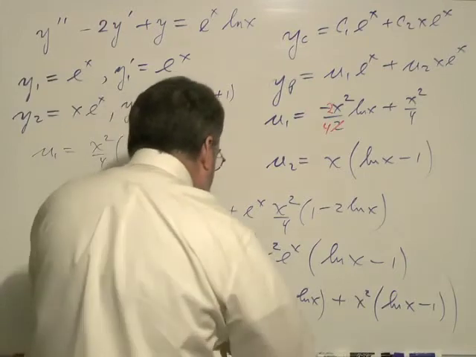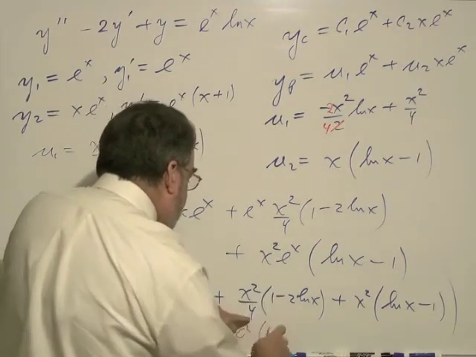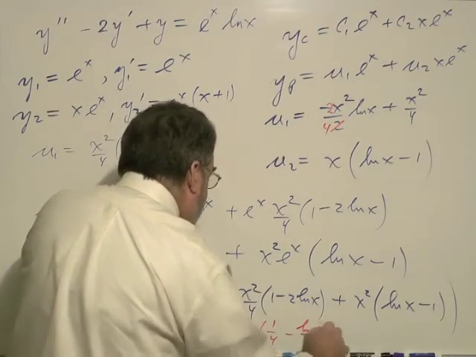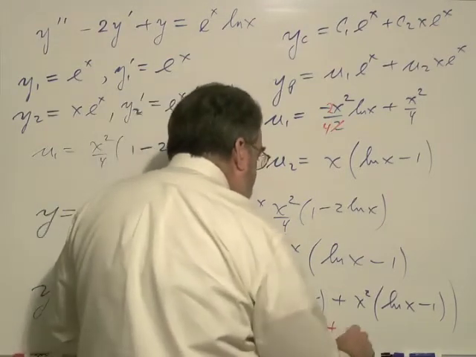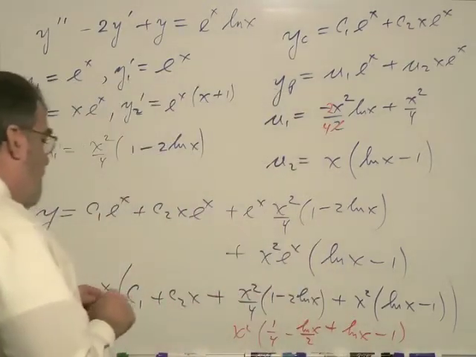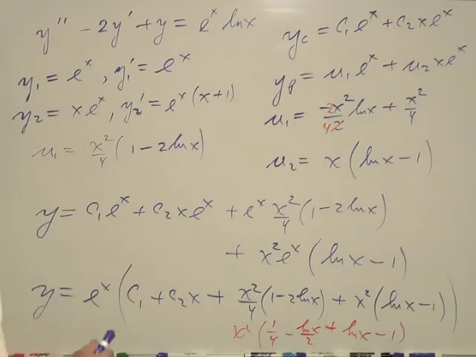If I take out x squared, I'll end up with 1/4 minus natural log of x over 2 plus natural log of x minus 1. So we can combine a couple of numbers together there.